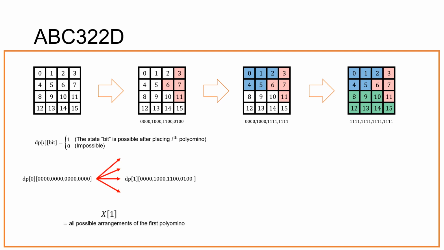We start with dp of 0 and 0 and compute dp of 1s considering all possible arrangements of the first red polyomino. We denote it x of 1 and must compute it beforehand, but we can repeat the process to get dp of 2 and dp of 3. After that, if dp of 3 and the target number is equals to 1, the answer is yes. This is the outline of the problem D.